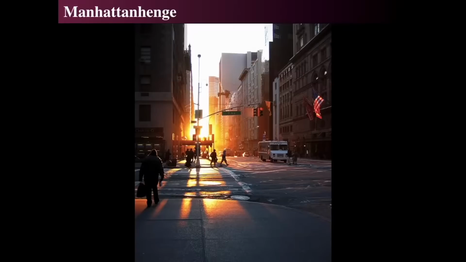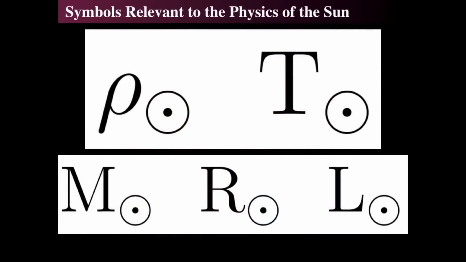It happens twice a year, and this is a great time to be hit by cabs as they careen into the sunlight. So be very careful in the streets of New York during Manhattanhenge, because the cabs can't see anything. They really can't.